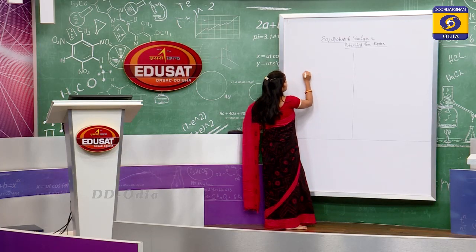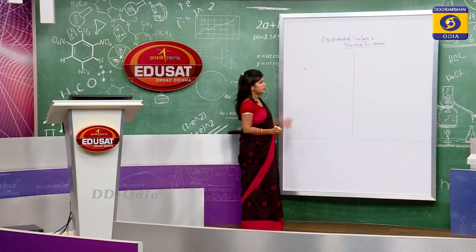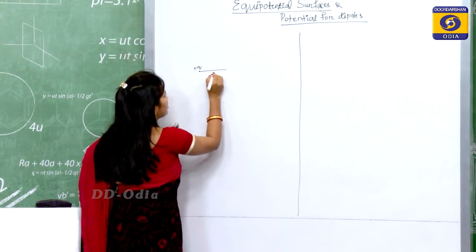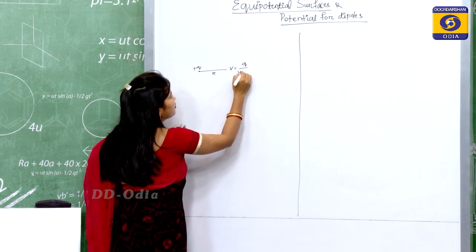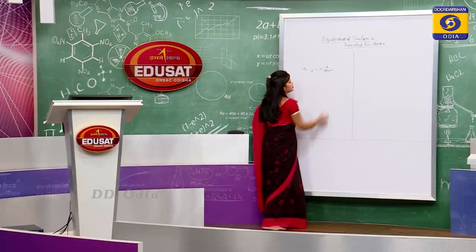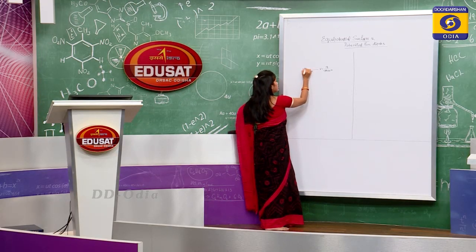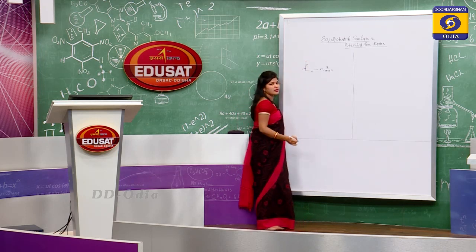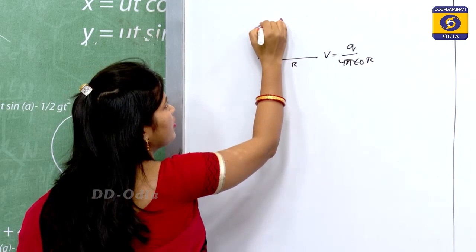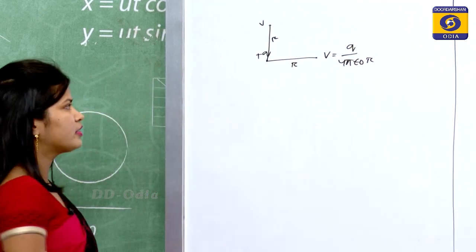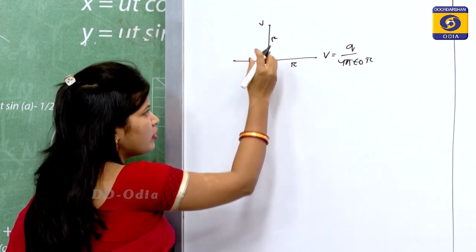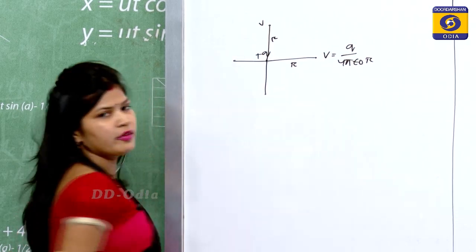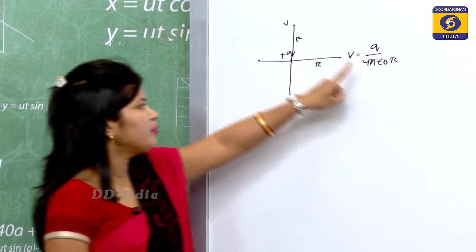Let us see, suppose this is a point charge q, consider this charge at a distance r. I have the potential V is equal to q upon 4 pi epsilon naught r. When I go this side at the same distance r, I find the same potential V is equal to k q upon r. When I go this side and also this side, everywhere I find the same potential.